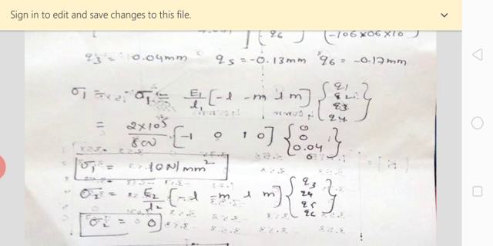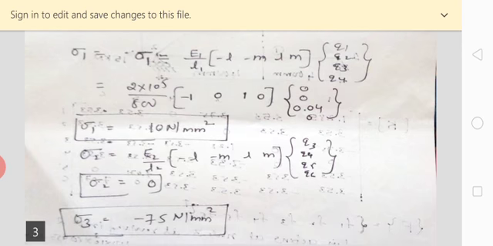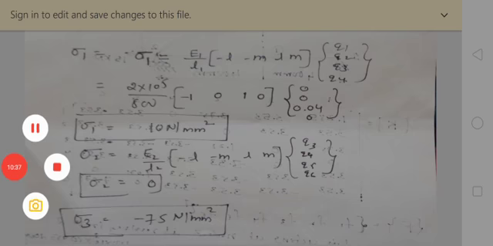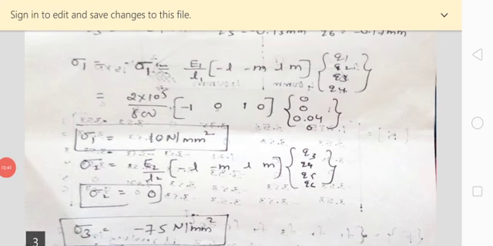And you got, just now you got the value of Q3 0.04, Q4 will be 0. By solving, you are going to get the value of sigma 1 is equal to 10 Newton per mm square. Similarly for sigma 2, if you calculate, you get 0. Similarly for sigma 3, it is minus 75 Newton per mm square. Okay, this is how we are going to solve the problems.